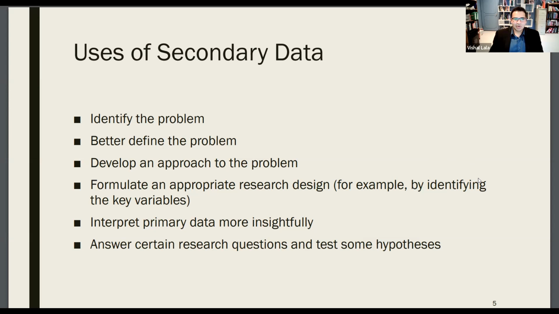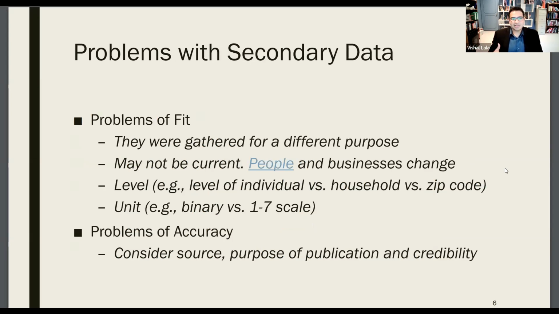Now, it's not all good. In assessing secondary data, one has to consider some of the potential problems with secondary data. These include problems of fit and problems of accuracy. Secondary data were gathered for a different purpose than primary data, and therefore the data may not be right for the job at hand. Not every single question the researcher is looking for, not every issue the researcher is looking for may be addressed by secondary data. Furthermore, secondary data may not be current.